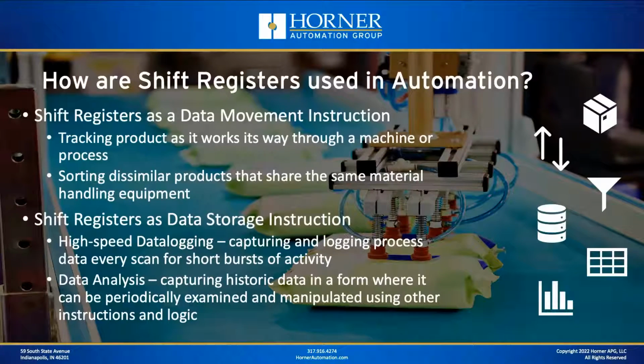Now, in terms of how shift registers are used specifically in automation, let's talk first about the use of shift registers as a data movement instruction. You could have an application where you need to track product as it works its way through a machine or a process. You may have an application where you are sorting dissimilar products that share the same material handling equipment. So you have different types of products moving through the same equipment, and you need to be able to sort that out. Shift register can be a valuable tool for that.